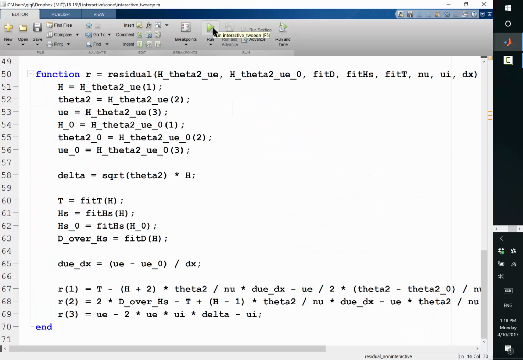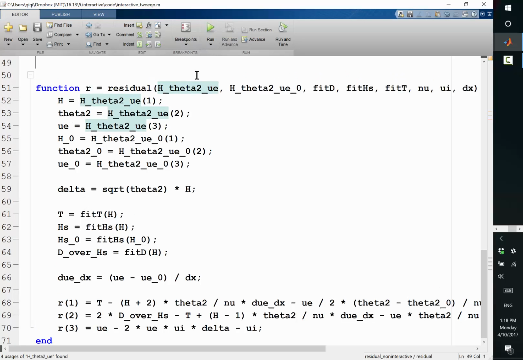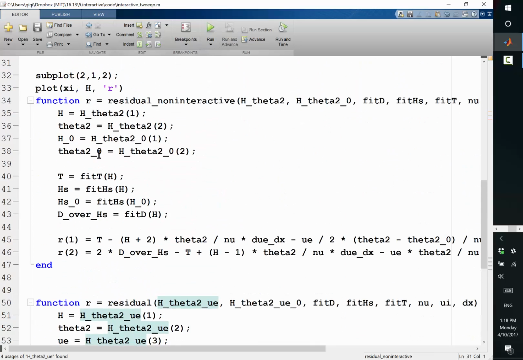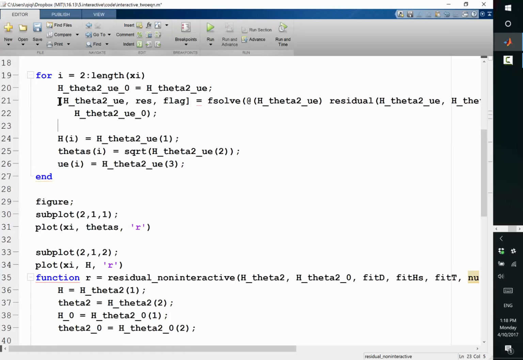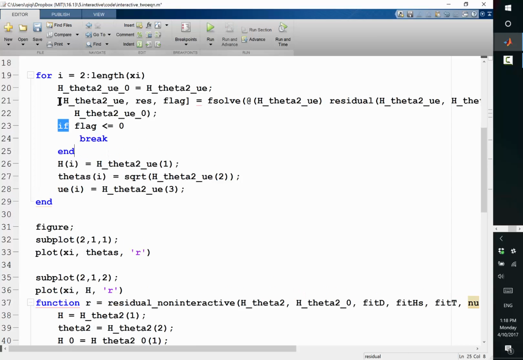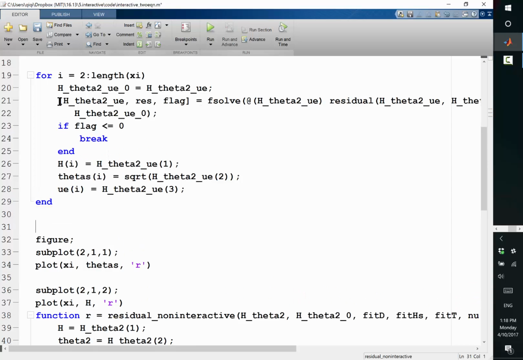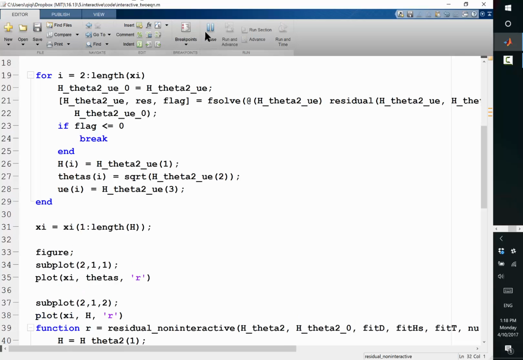Okay. Now let's again, in the solver, let's obtain the flag and stop if flag is less than 0. And again, let's say xi is equal to xi of 1 to length h. Okay, let's now solve it.